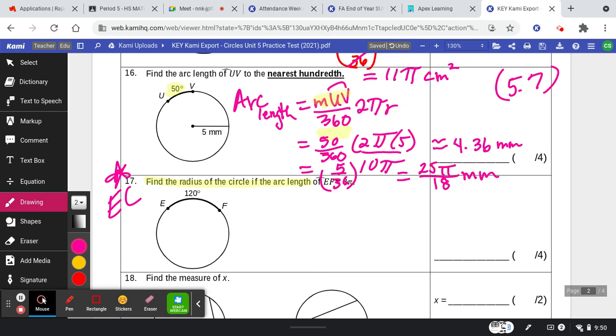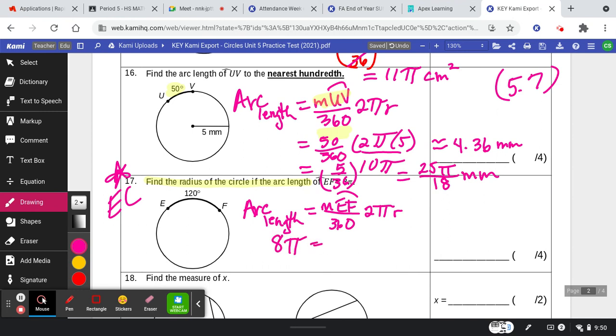So why is this one extra credit? Because it's making us work backwards to find a radius using this same arc length formula from before. It just takes a little bit longer for some people, so I'm trying to save you guys time. So we start with the same formula from the one before. It's going to be the measure of EF times 2 pi r, but this time they give us the arc length. They actually tell us the answer. They tell us that this is an 8 pi.